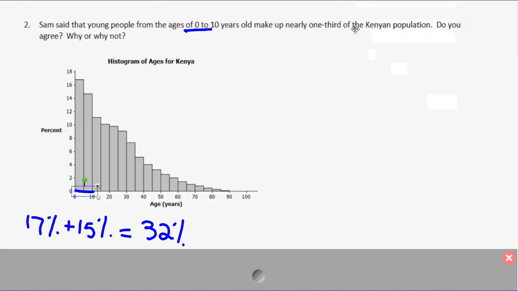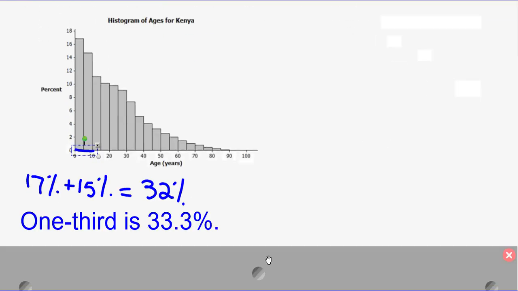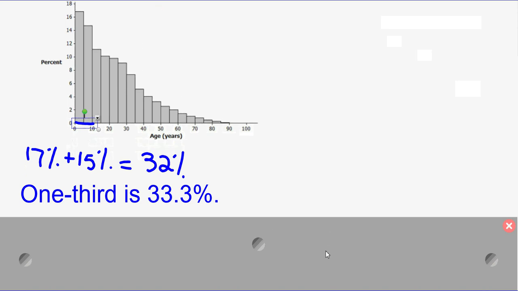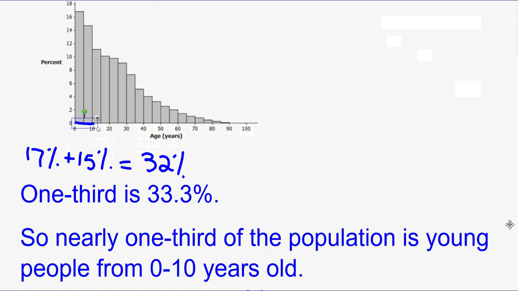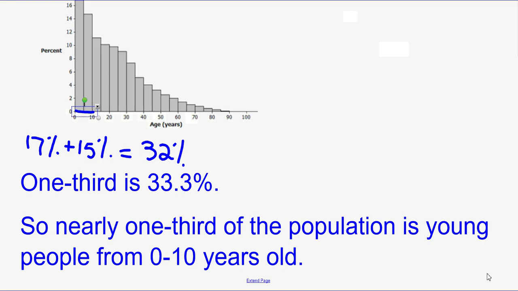Well, he said nearly, and 32% is nearly 1/3, or 33.3%, for our population. So that could be a valid statement to make. Nearly 1/3 of the population is young people from ages 0 up to 10 years old.